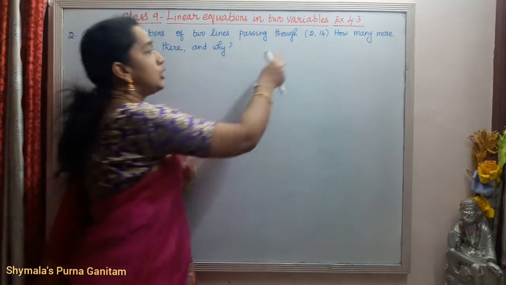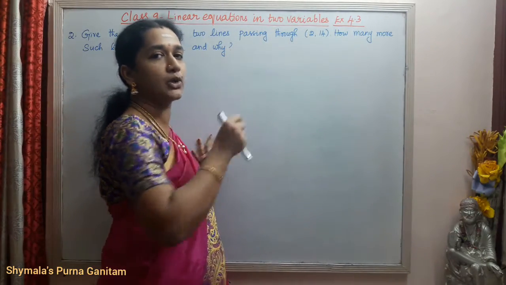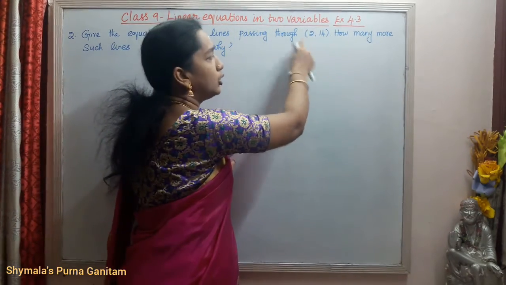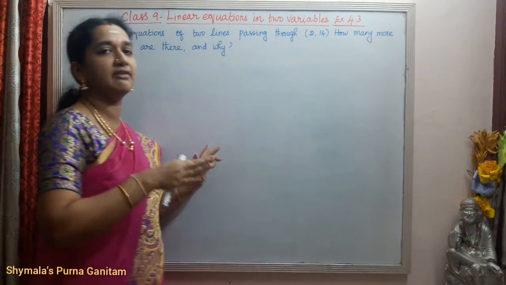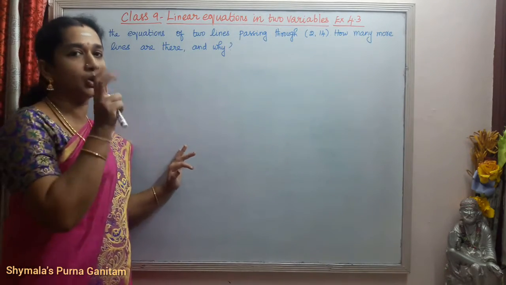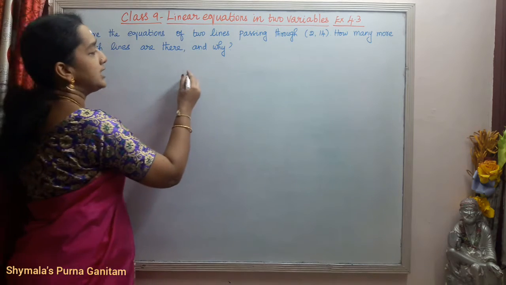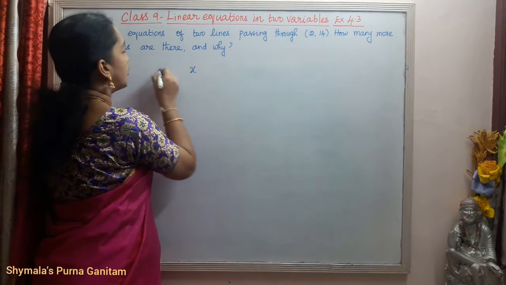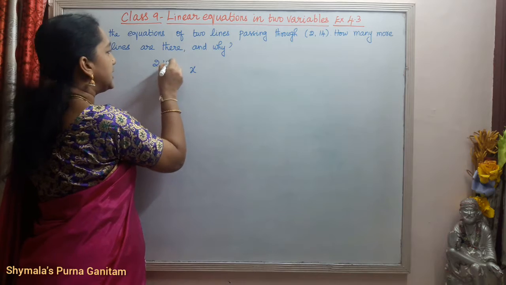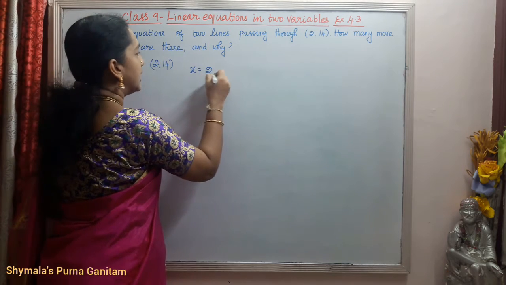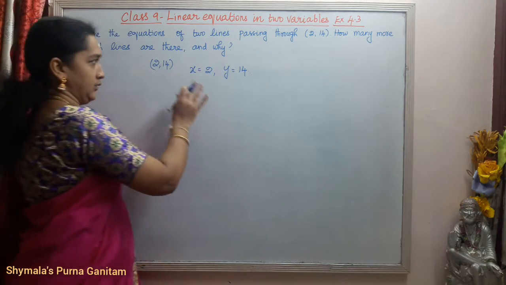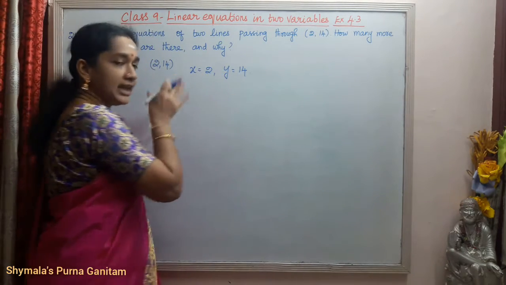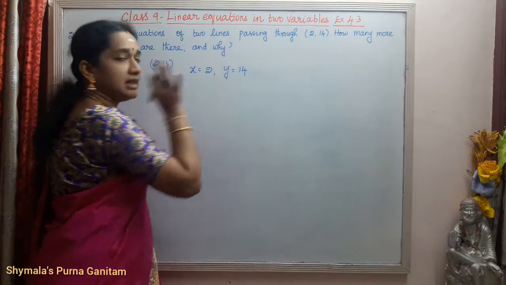That is, the solution is given here: (2, 14) is the solution. 2 is the x value and 14 is the y value. So, the solution is given and we are asked to write two lines. For this (2, 14), the x value is 2 and the y value is 14. When we write an equation, it has to satisfy these two things.